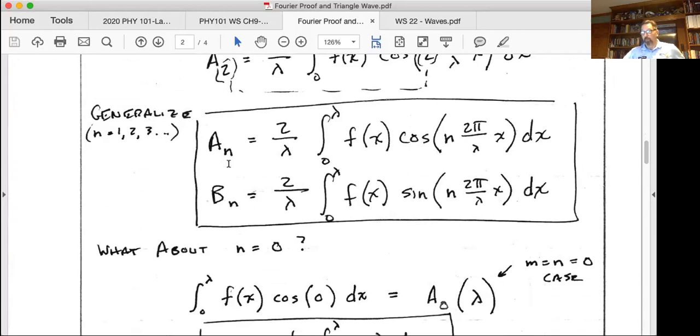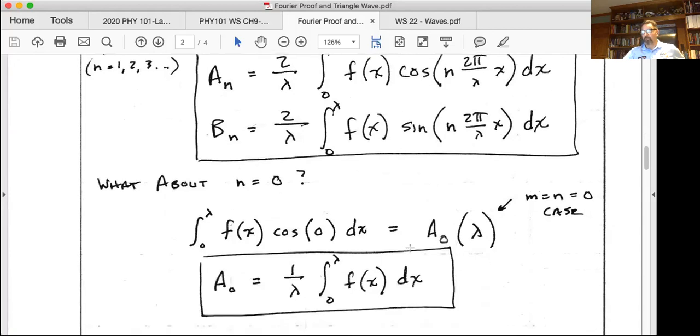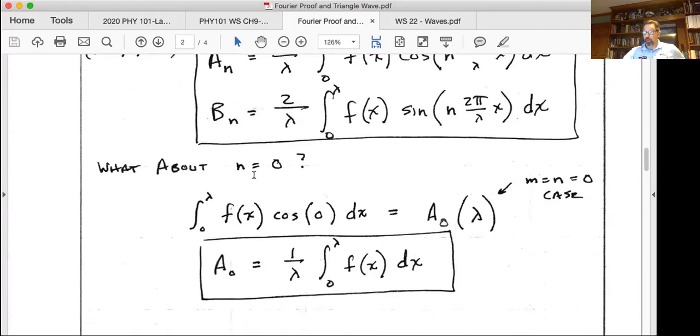So those are the Fourier coefficients. That's how you calculate them. I did talk about 0. What if n was equal to 0? Because remember, there is none for sine. There's only one for the cosine, so there's only an A0. Well, I would do exactly the same thing. I would get the m equals n equals 0 special case. The integral on this side would have been lambda.